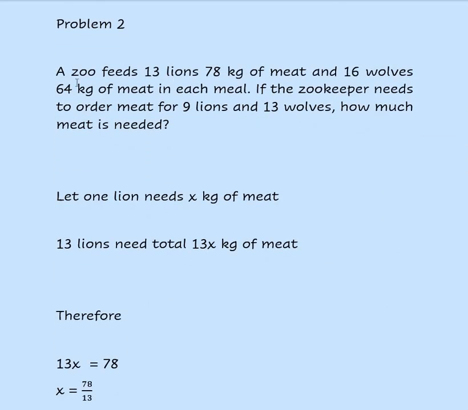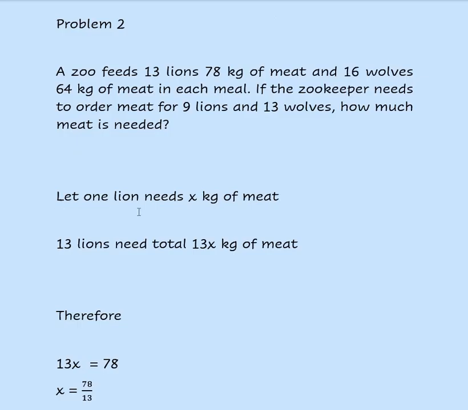Problem number 2. A zoo feeds 13 lions 78 kg of meat and 16 wolves 64 kg of meat in each meal. If the zookeeper needs to order meat for 9 lions and 13 wolves, how much meat is needed?